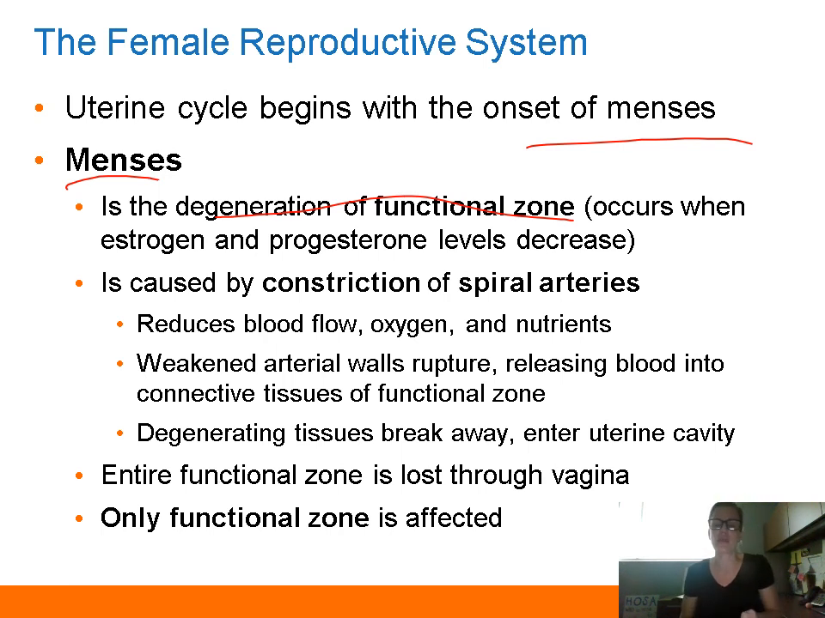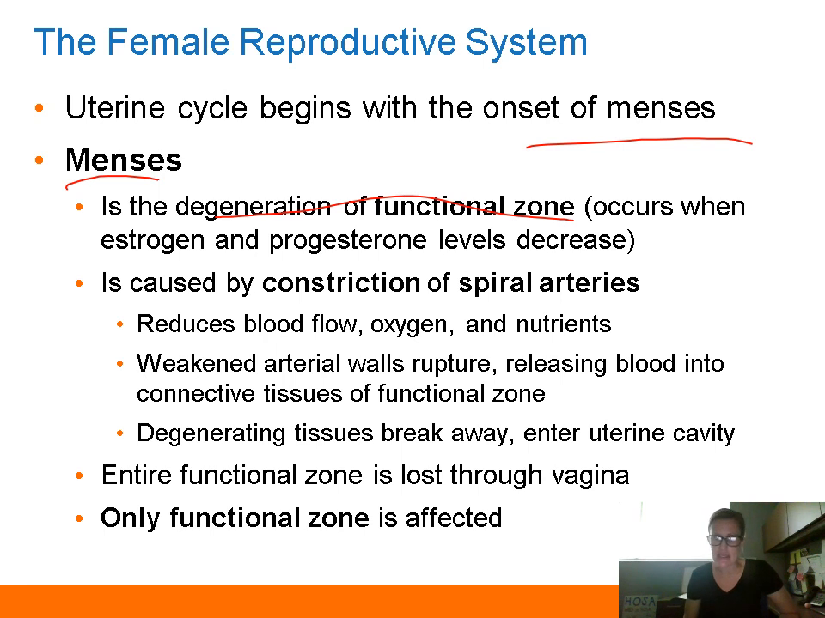So again, remember, we were building up in order to accept a fertilized egg. If we don't get a fertilized egg, there's not a huge amount of hormones. The amount of hormones drops. And then in the uterus, we're like, okay, there was no point in me building this up. Let me go ahead and shed this functional zone. So that's menses. Again, this correlates with the breakdown of the corpus luteum and the drop of hormones.